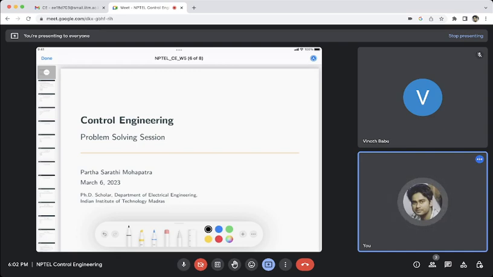For example, if your basic need is system stability, then you need the poles to be in the left hand plane. Up to what gain these poles stay in the left hand plane, and so on, you can find this, right? So let's discuss some problems first.